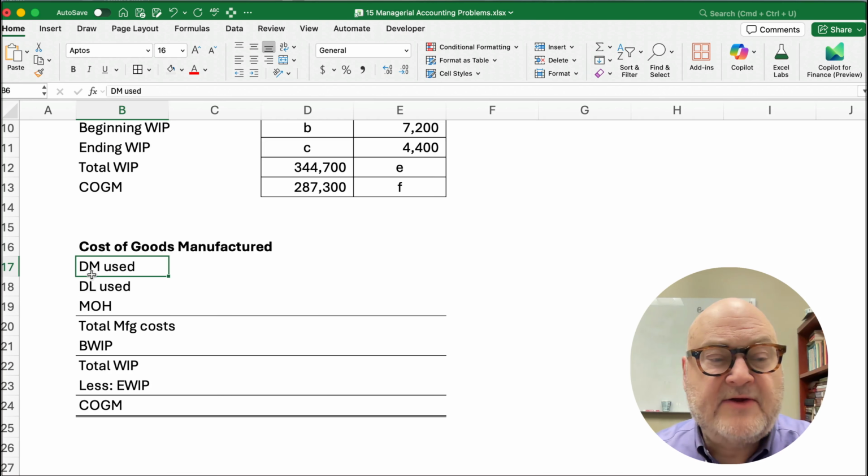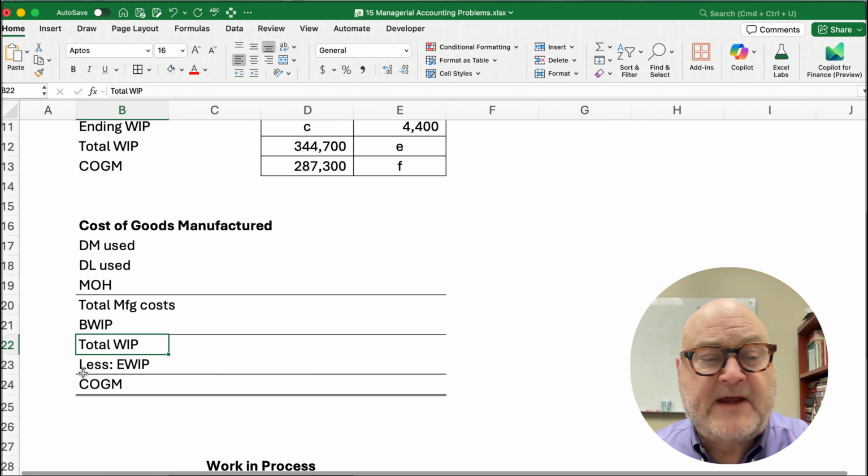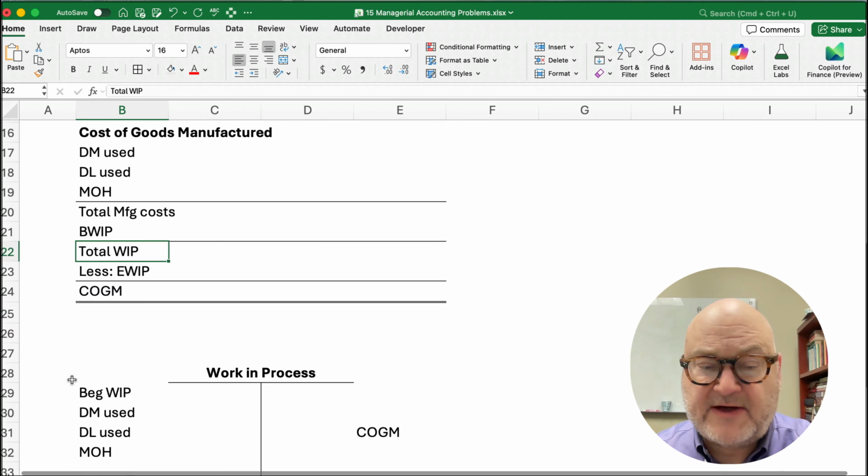All right, so two different ways to kind of think through this. We can take materials, labor, and overhead, and we get total manufacturing costs. And we add the beginning work in process, and that will give us total work in process. And we subtract out the ending, and that will give us cost of goods manufactured.